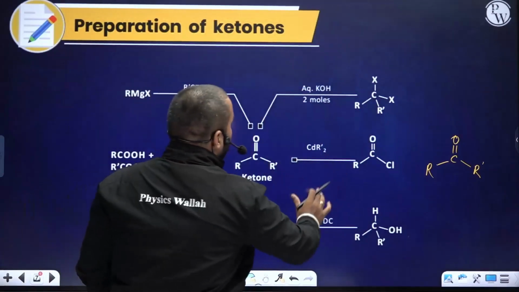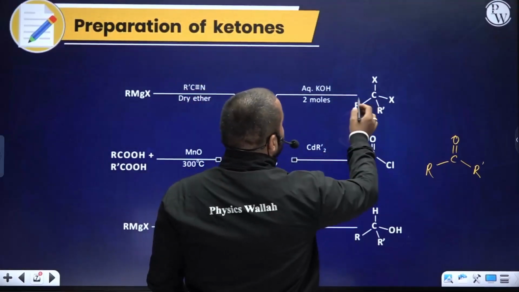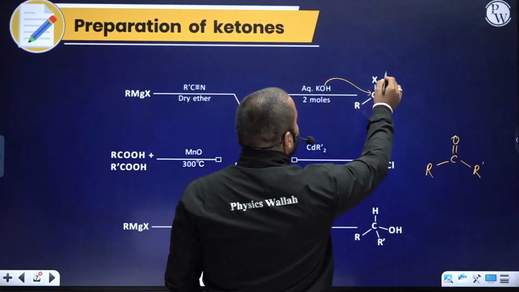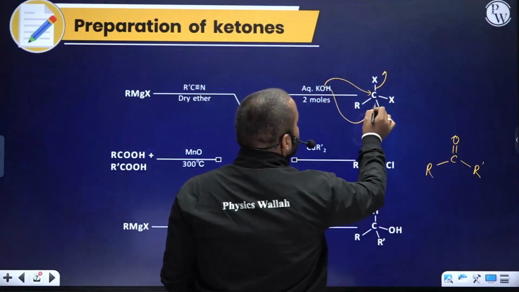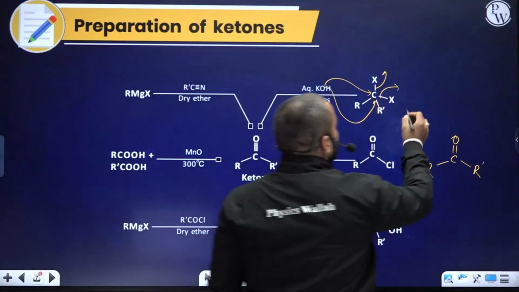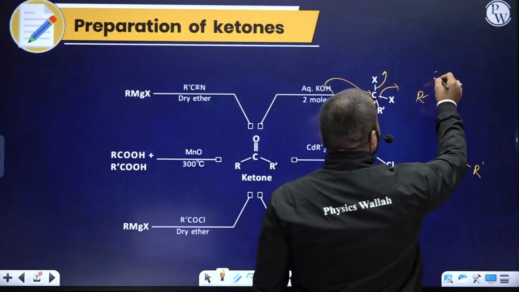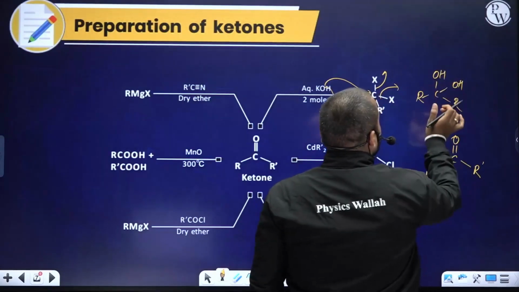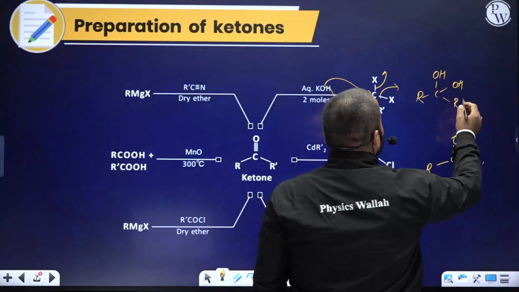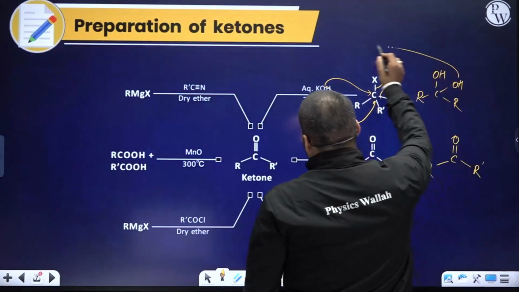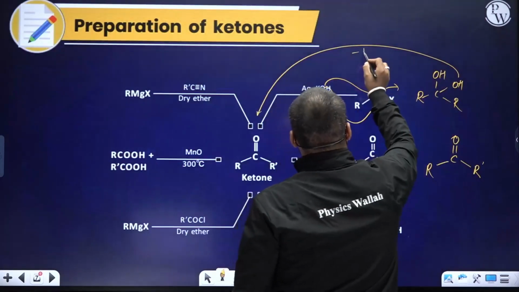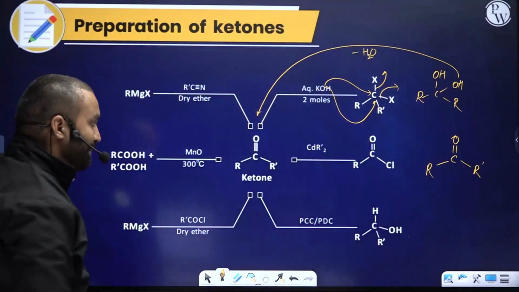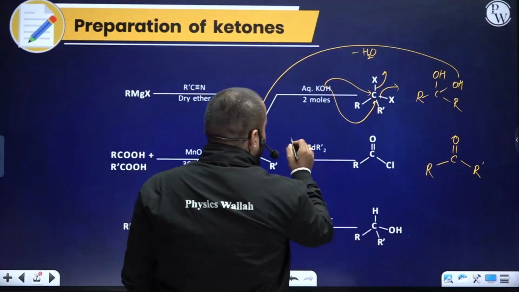Method number 1. You start from RR. There is aqueous KOH treatment. KOH will come in here, kick out halogen. Another KOH will come and it will kick out halogen. So the compound obtained will have 2 OH instead of 2 halogen atoms. Both these are electronegative elements. Carbon cannot tolerate that. Immediate loss of water, minus H2O, will generate ketone. Clear?